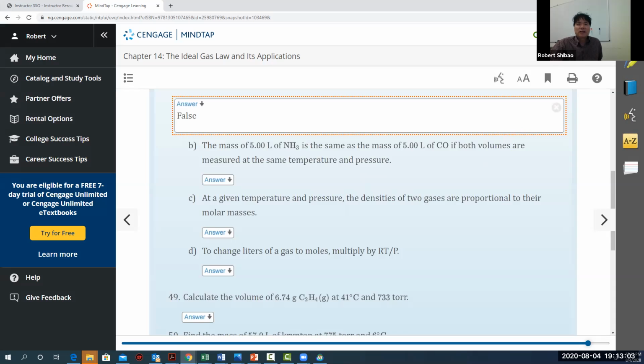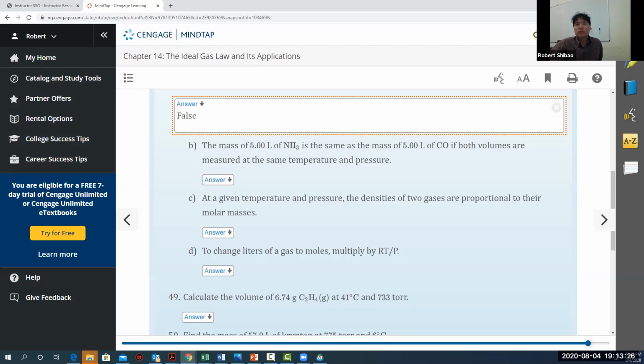The mass of 5 liters of ammonia is the same as the mass of 5 liters of carbon monoxide if both volumes are measured at the same temperature and pressure. No, they're going to have the same number of molecules. The number of molecules will be the same because the volumes are the same and the temperatures and pressures are the same. So the number of moles is the same. Therefore, the number of molecules is the same.